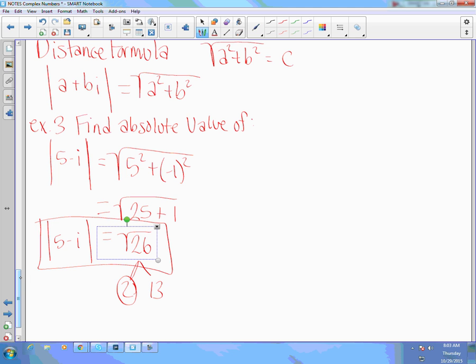Okay? Let's try the other one. Same thing, find the absolute value. But what's the other problem? Negative 3 minus 2i. The same one we graphed above. I want you to work it out for yourself. The absolute value is the square root of a squared plus b squared. But you don't ever insert an i. b is the coefficient of the imaginary term.